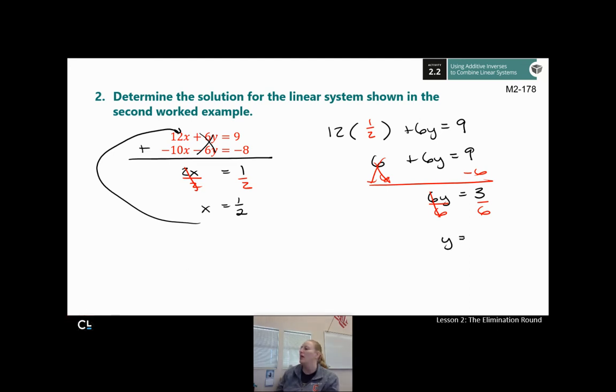And we get y equals, now I don't want to write 3/6. I know I can simplify that, right? I can divide both of those by 3. 3 divided by 3 is 1. 6 divided by 3 is 2. Oh, I got 1/2 for y as well. So it turns out my solution written as an ordered pair, x coordinate first, is 1/2, comma, my y coordinate, which is also 1/2, so that's convenient.